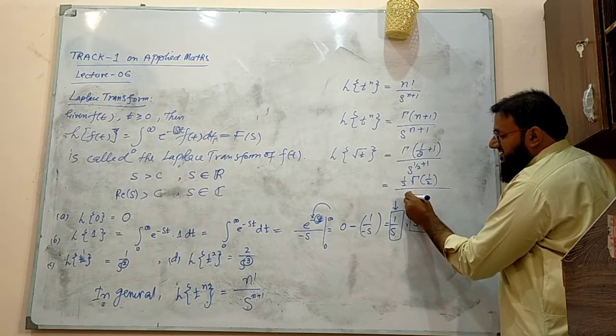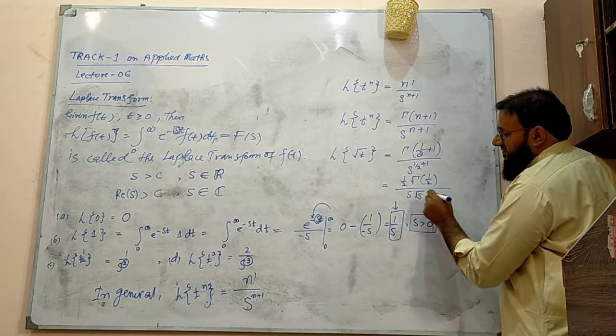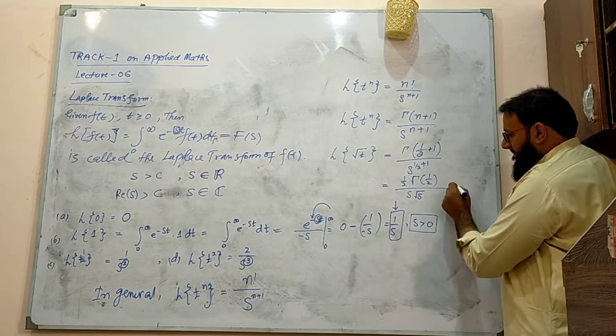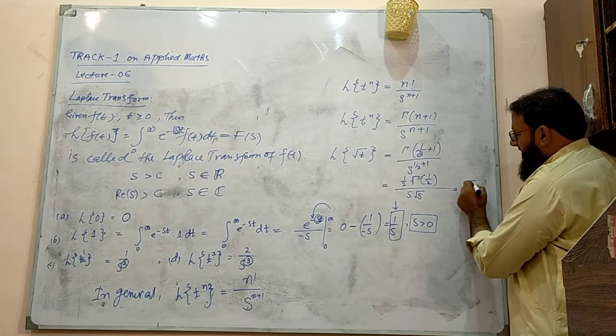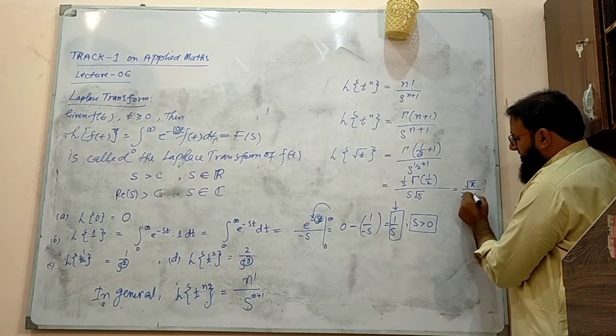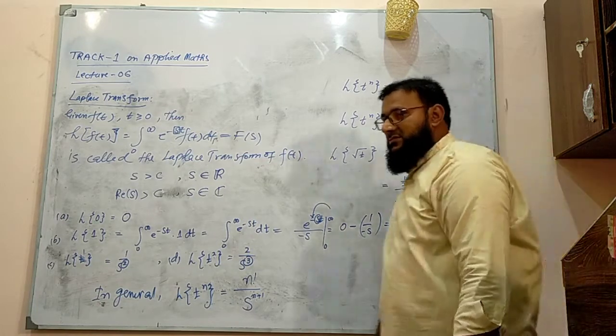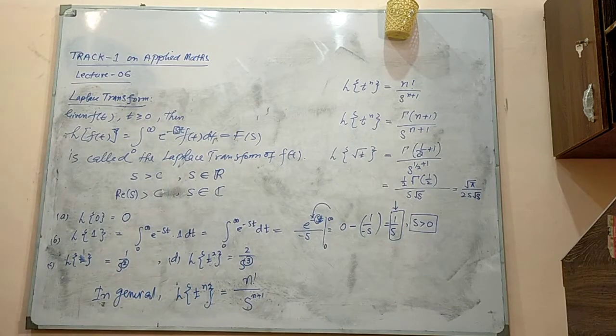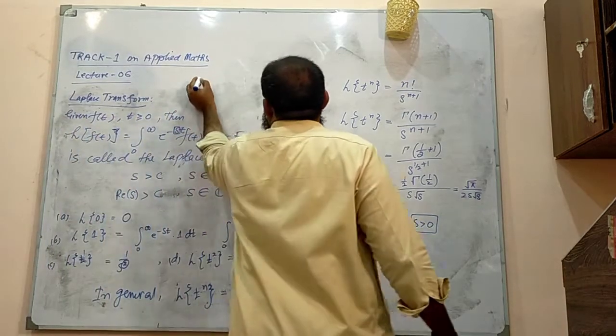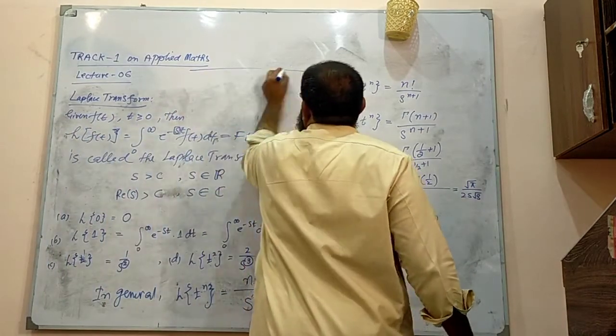Can I write this thing as s square root of s? This is the radical part. This is square root of pi. So square root of pi over 2s square root of s. This is the Laplace transform of square root of t. You can evaluate these with the help of the gamma function. I think t power minus 1 over 2 is not defined. It is defined as well. Yes, it is defined.